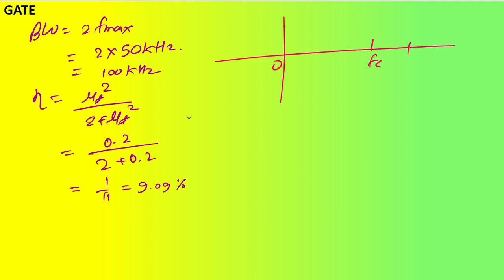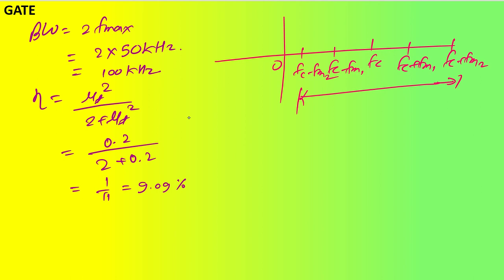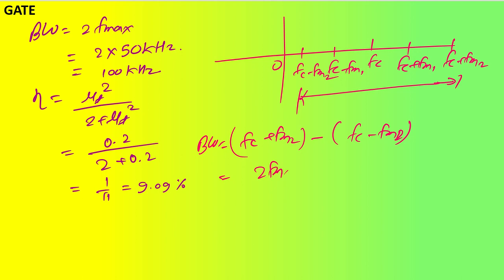Let's say this is fc, so this will be fc plus fm1, and this will be fc plus fm2. Similarly, fc minus fm1 and fc minus fm2. So the maximum bandwidth is decided by fc plus fm2 minus fc minus fm2. Okay, so this is your bandwidth. That is going to come up as how much? 2 fm2. So it is nothing but 2 into maximum signal frequency. So maximum signal frequency was 50, not 40.